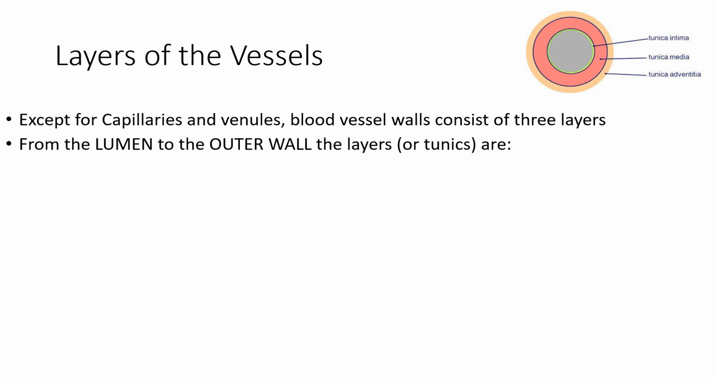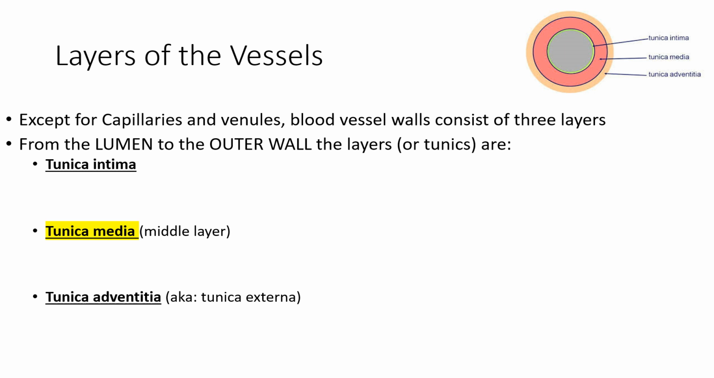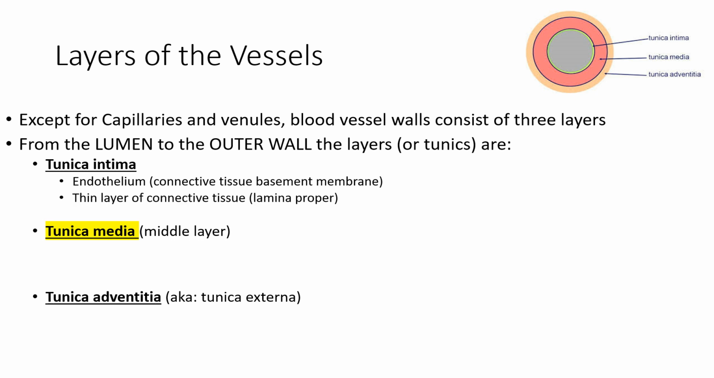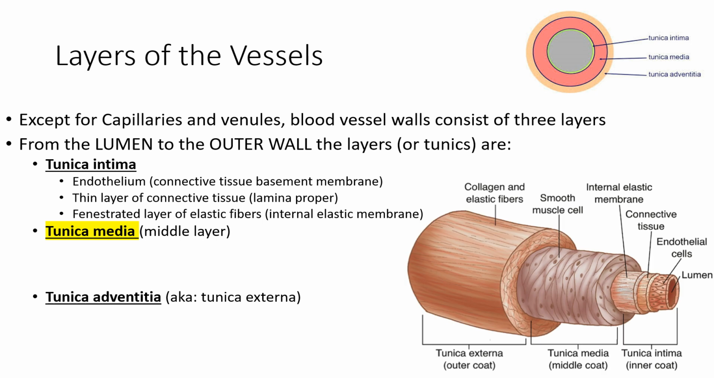So from the lumen to the outer wall, the layers are, again, tunica intima, tunica media, and tunica adventitia, also known as tunica externa. The tunica intima is pretty much the endothelium, the simple squamous endothelial cells, with a thin layer of connective tissue holding everything together. This is also where you're going to have some elastic fibers that could be a little porous. You can see the tunica intima right here, which is those endothelial cells, and that's also the opening of the blood vessel, right?